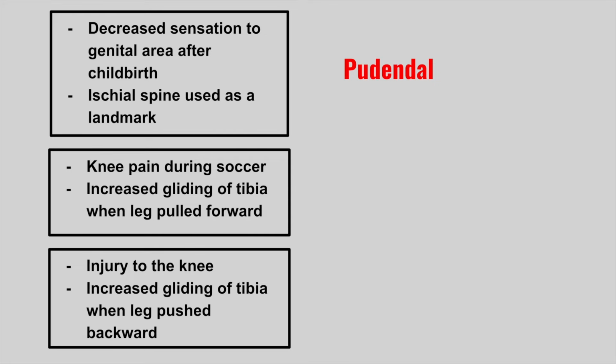Next, we have a patient with knee pain during soccer and increased gliding of the tibia when the leg is pulled forward. So this is an ACL injury. Next, we have a patient who has injury to the knee and increased gliding of the tibia when the leg is pushed backwards. So this is a PCL injury. Okay, so for ACL injury, we use the anterior drawer sign, and for PCL injury, this is the posterior drawer sign.